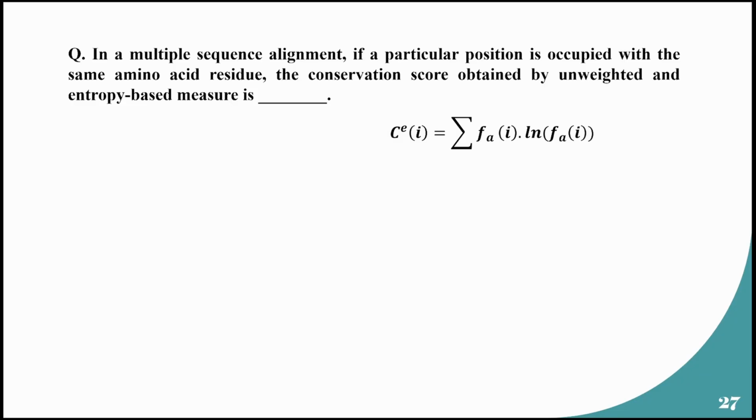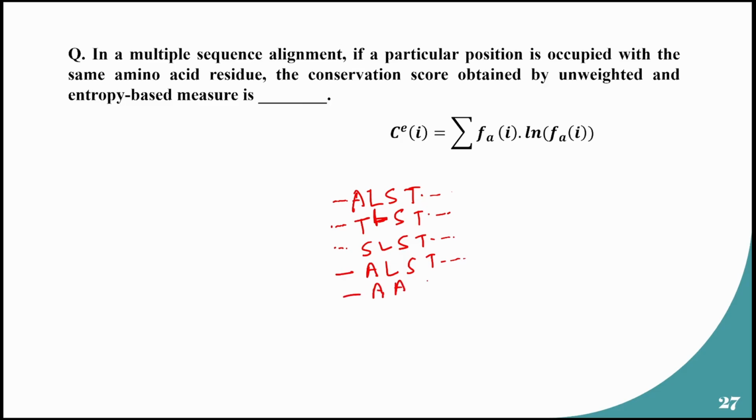So, just a quick example of what the conservation score basically is. Let's say you have a set of sequences like A S T, then T L S T, then S L S T, then A L S T, and so on and so forth. You could have A S T, and so on.